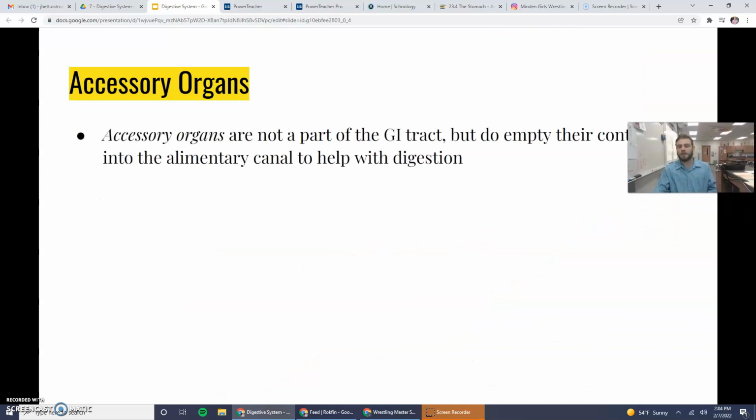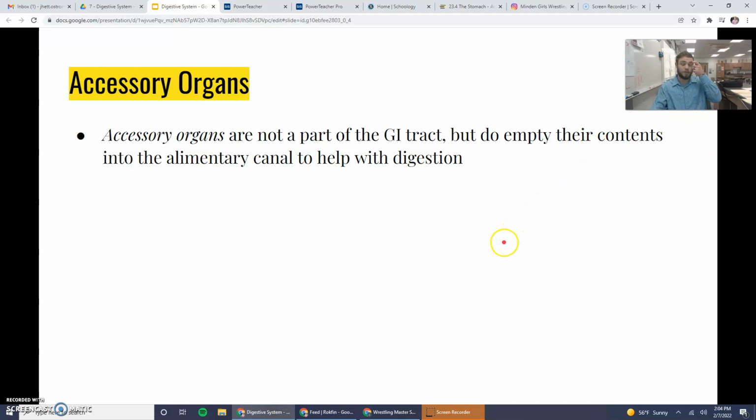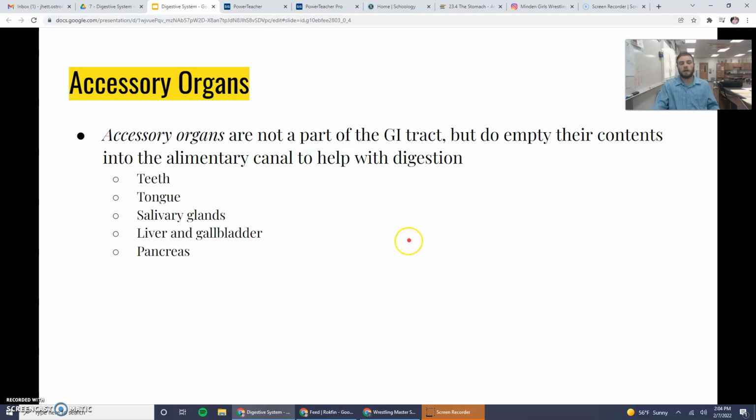Accessory organs are not a part of the alimentary canal, but they do create different things and empty those things into the alimentary canal to aid in digestion. A list of accessory organs that we'll talk about: your teeth, your tongue, salivary glands, your liver and gallbladder, and the pancreas. So we will get into accessory organs at a later time, and we'll also get into the different parts of the alimentary canal in later videos, but I just wanted to give you a broad overview to introduce the digestive system, as well as talk about those layers that are going to be important when we look at peristalsis and the movement of food throughout the digestive system.